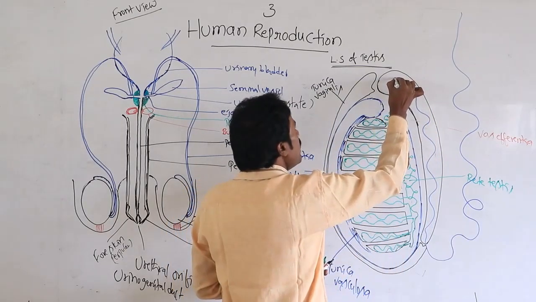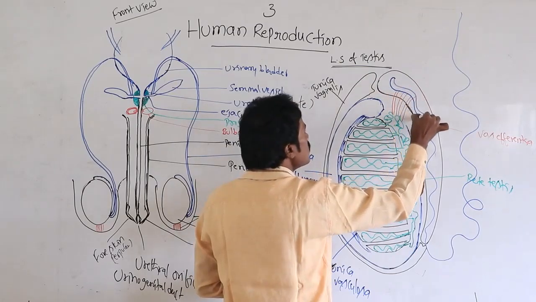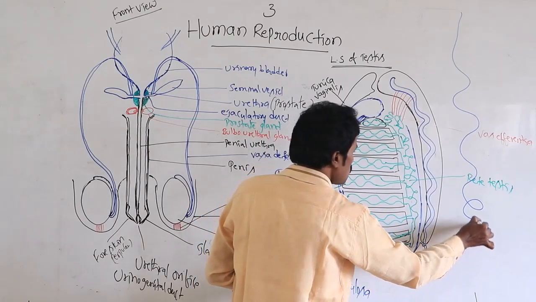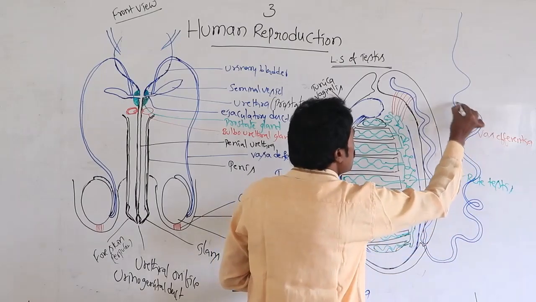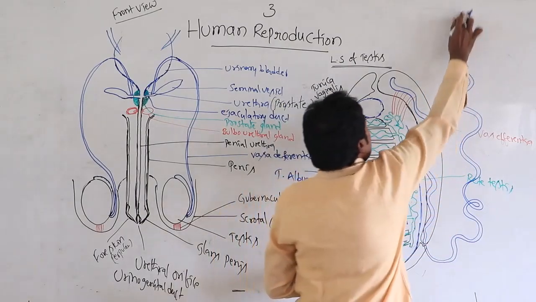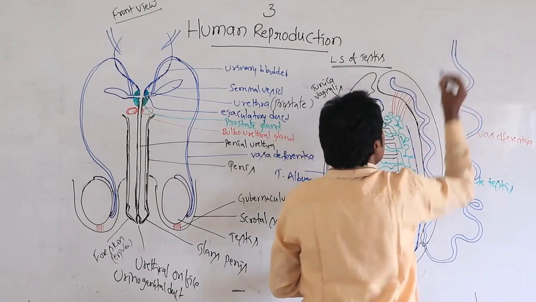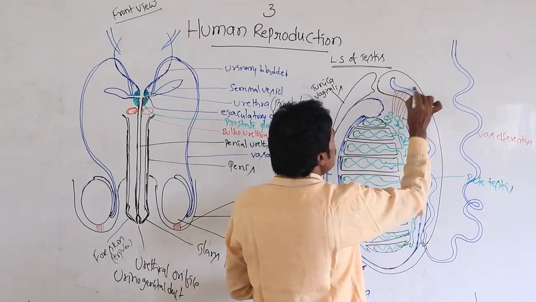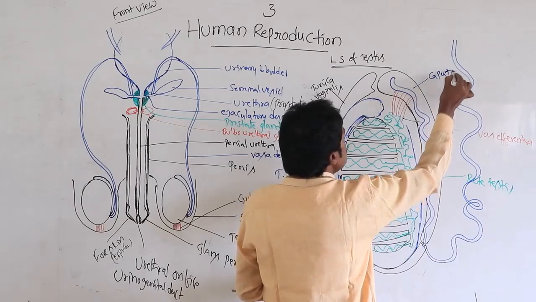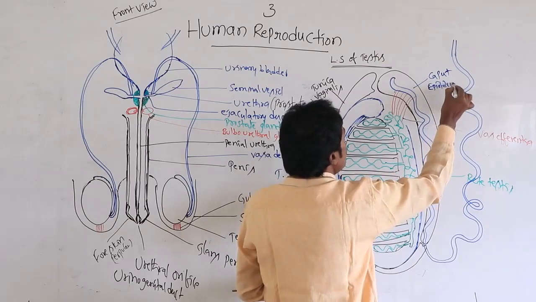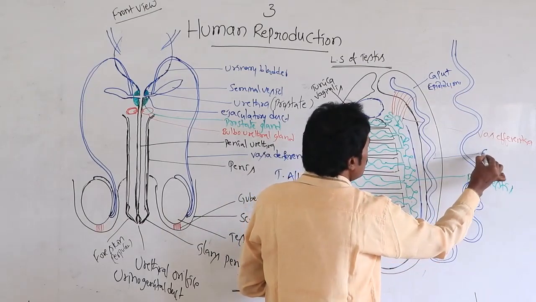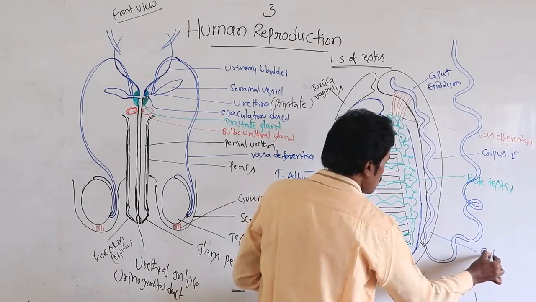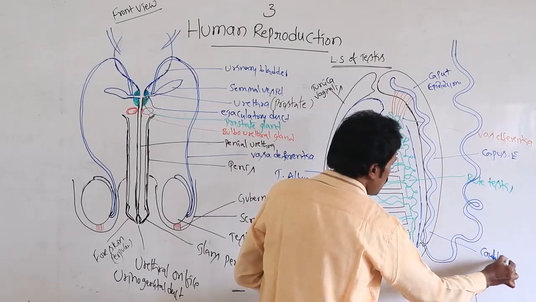That is the epididymis, it is connected towards this one, the convoluted part. The curved part which continues as this one. This is vas efferentia. This is the caput epididymis. In the middle, corpus epididymis, and the last one, that is the caudal epididymis.